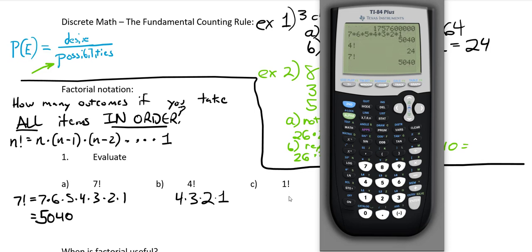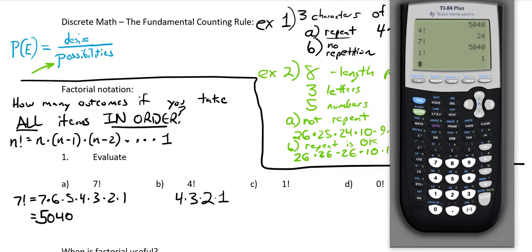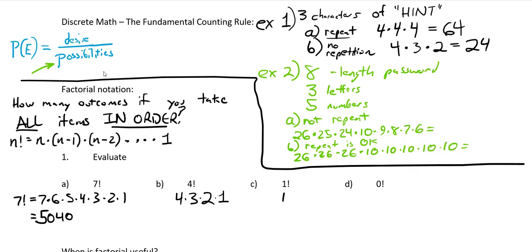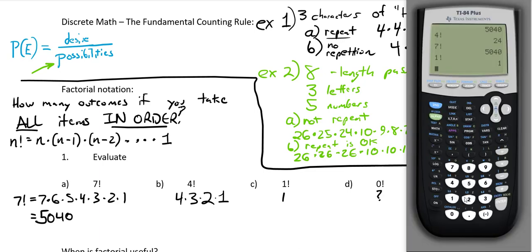Now, let's look at part C. Part C is 1 factorial. So if you have one item, how many ways can you put the one item in order? Well, if you have one item and you can only put that one item in order, 1 factorial would be, there it is, 1. So 1 factorial is 1. But now we've got a trickier problem. We know that 1 factorial is indeed 1. But what is 0 factorial? Because we have no items, and we have to put those 0 items in order.